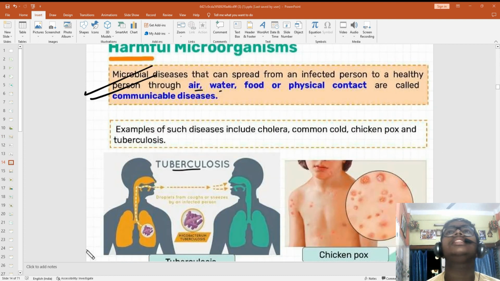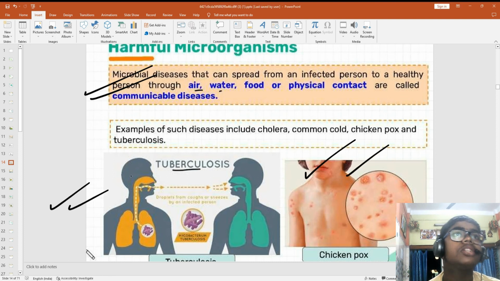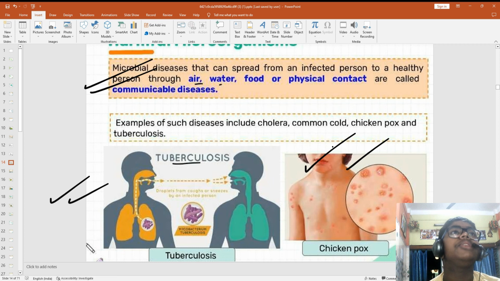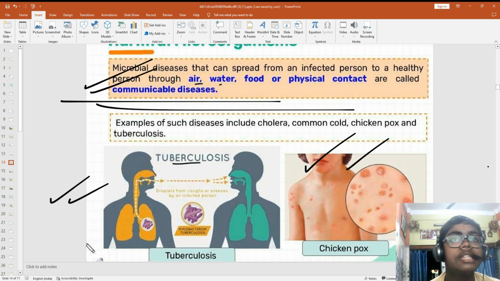So these diseases that can spread from one infected person to another person are known as communicable diseases. Diseases that can spread from the infected person to healthy persons through air, water, food, or physical contact are called communicable diseases. This is clear, guys. If it is not clear, please tell me. I am seeing your chats.